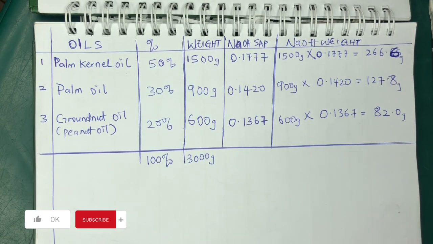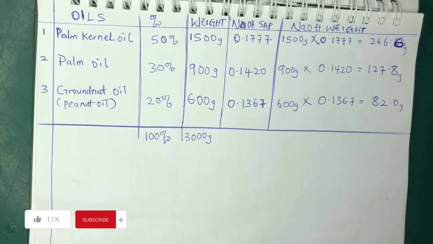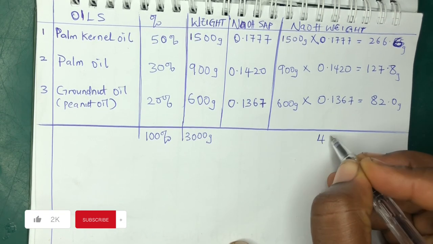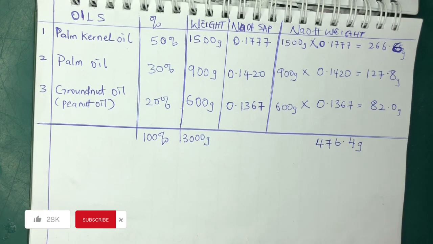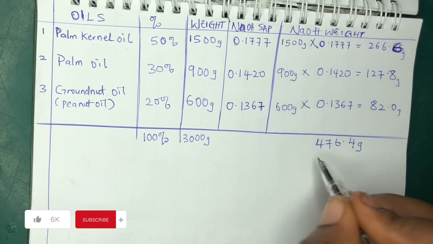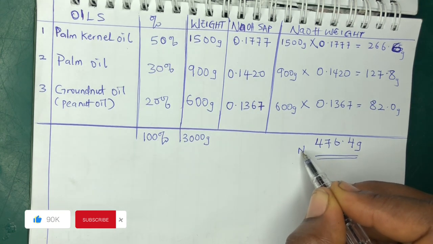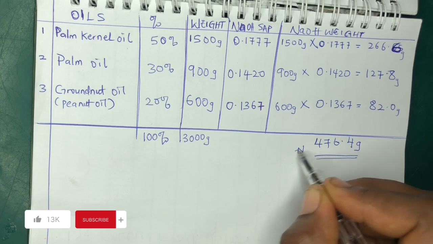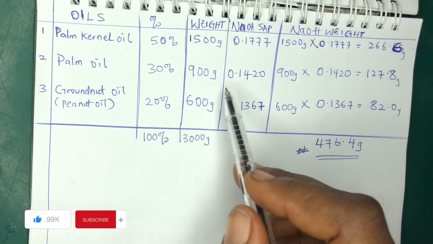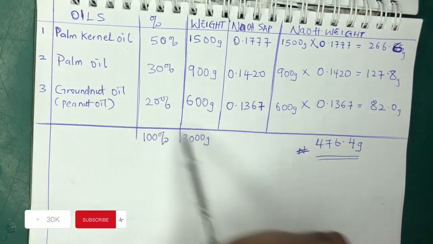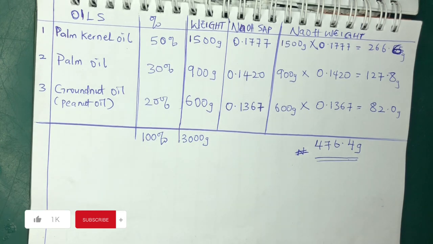So later you sum everything together. When you sum it together, summing everything together will give you 476.4 grams. Therefore, this is the quantity of caustic soda you will need to be able to saponify a total weight of 3,000 grams of this oil. I hope you actually understand.